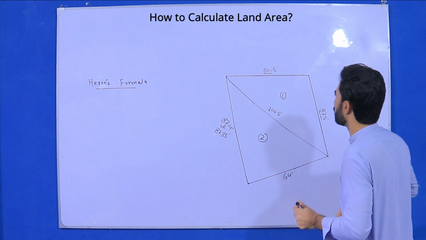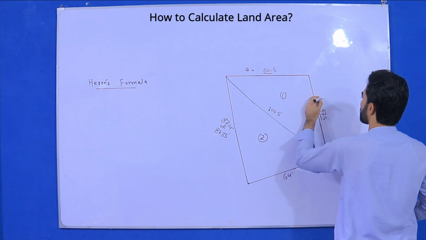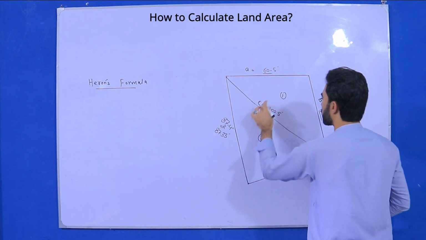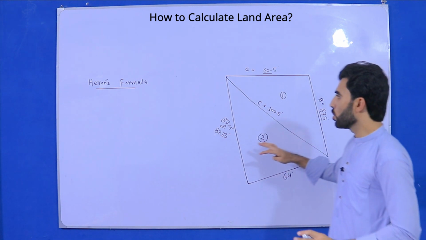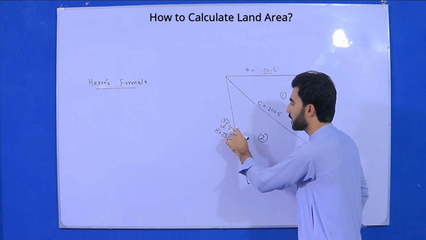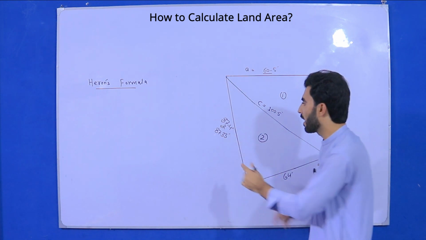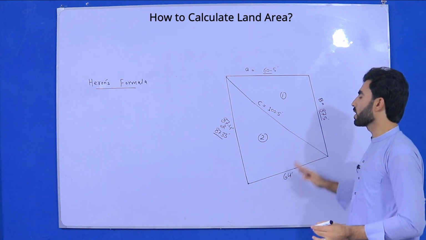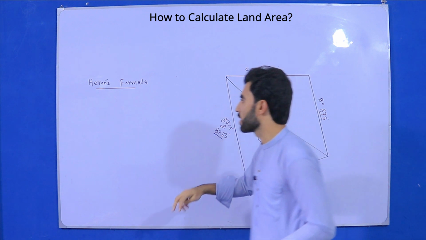Suppose this is A, this is B and this is C. This is the first traverse and this is the second traverse. Here, as you can see, the second one is 87 feet and 4 inches. The inches should be converted to feet, like this, 87.33, and this one is 64. So what is the total area of this plot? How can you calculate it? This is very easy, guys.